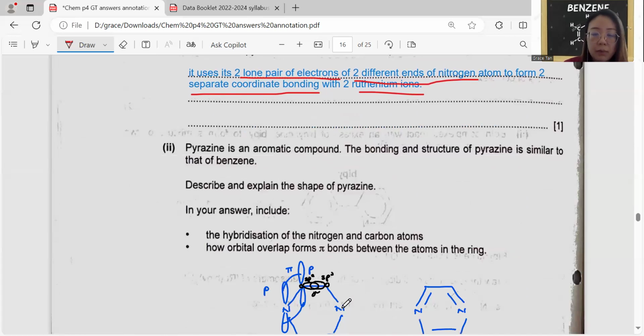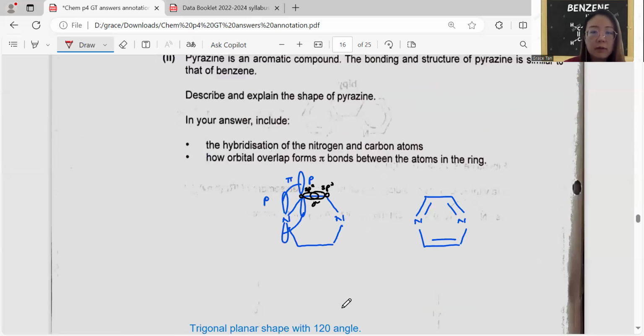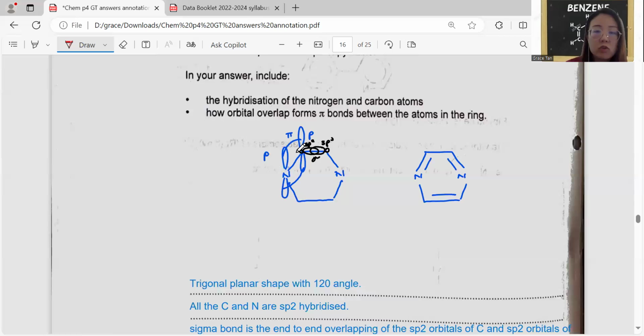Next, pyrazine is an aromatic compound. The bonding and structure of pyrazine is similar to that of benzene. Describe and explain the shape of pyrazine. Now, drawing is not necessary, but since they gave space, I just drew it for the sake of discussion. In your answer, include hybridization of the nitrogen and carbon. So I said the carbon and nitrogen are all sp2 hybridized. The shape is trigonal planar, and 122 angle. I know they never asked for shape, but if you do enough past year papers, you normally know that they would like to see the angle and the shape. No harm including it.